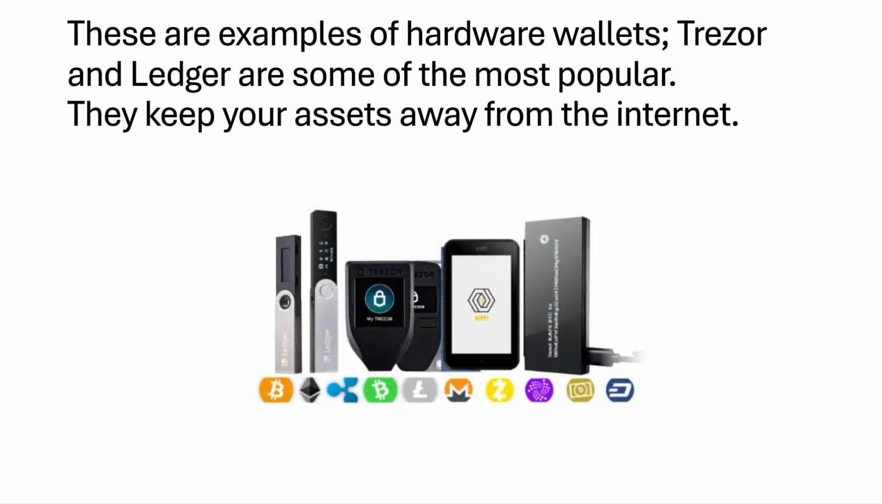These are examples of hardware wallets. Trezor and Ledger are some of the most popular hardware wallets. They keep your assets away from the internet. The idea behind hardware wallets, and one of the main advantages, is that as long as your assets are offline, they are unhackable, right? Hackers only have access to wallets that are online.